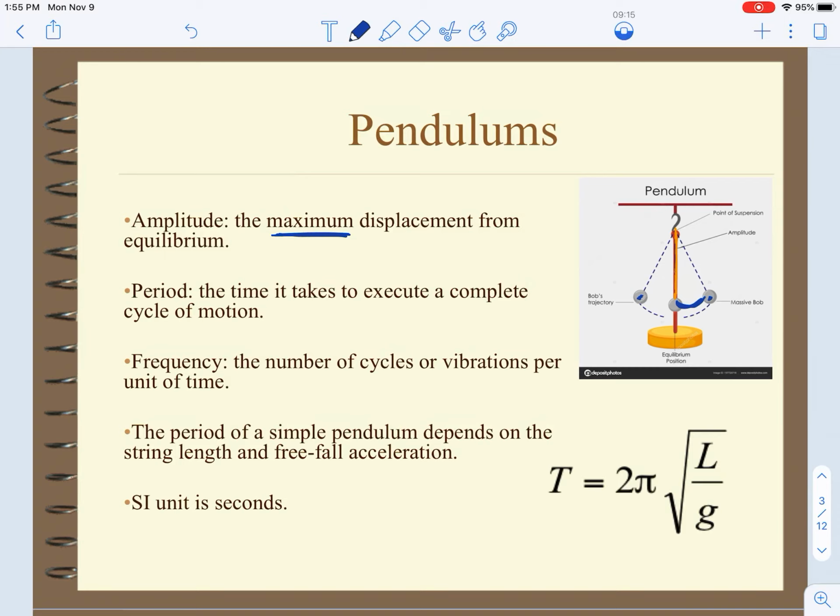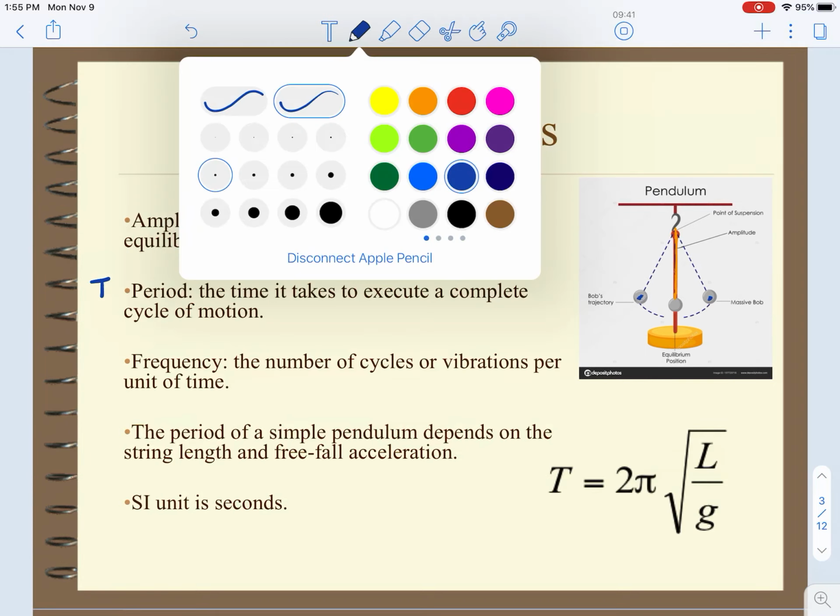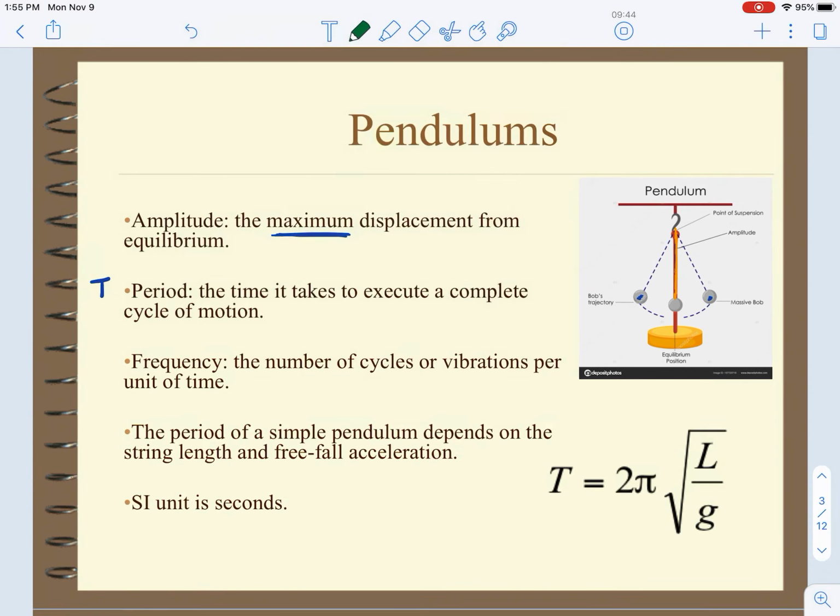Okay? All right, the next word is period. So period is a vocabulary word that we have addressed before, and this is a period of time. So when we start doing our math work, this is going to be a capital T for period. We want to continue to measure that in seconds, and we are, in this case, specifically timing one complete cycle of motion.